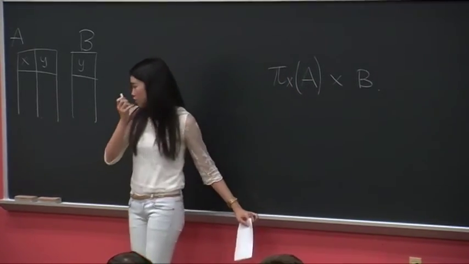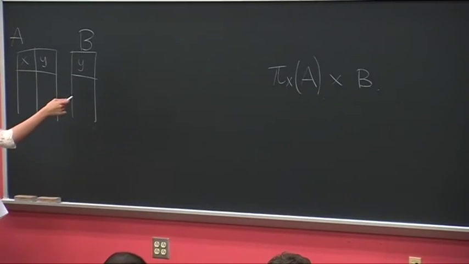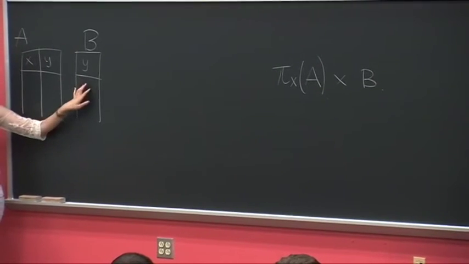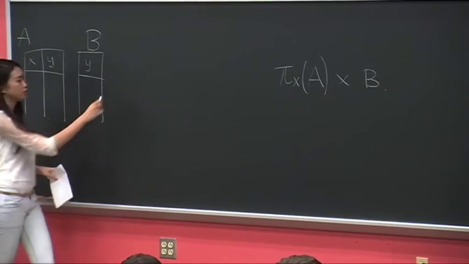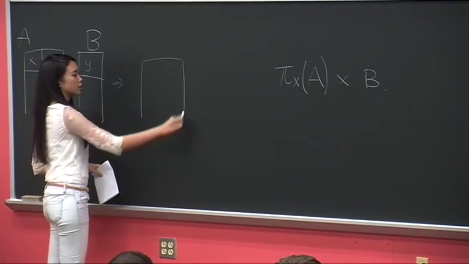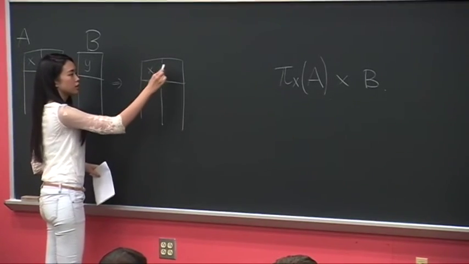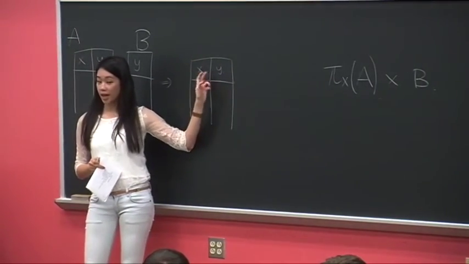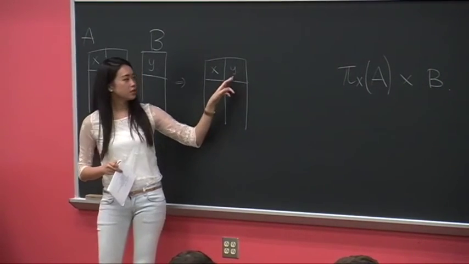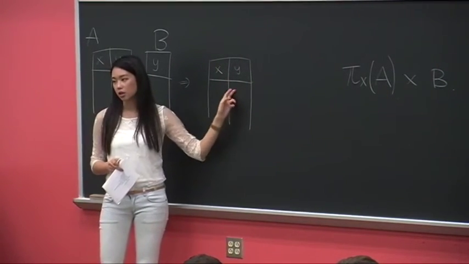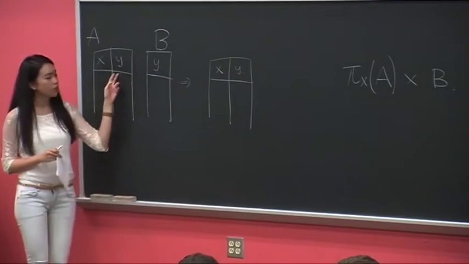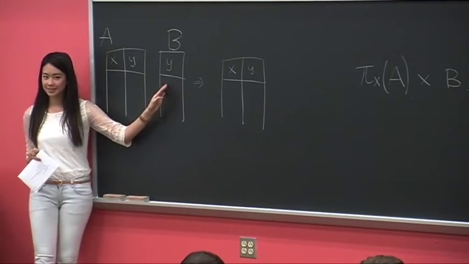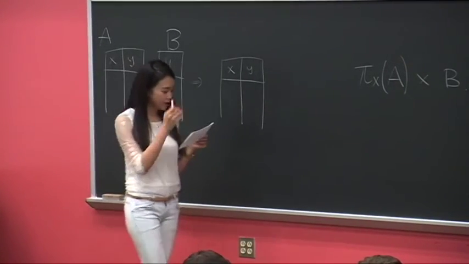Okay, we do projection on A. So what you can think of is, we do a projection on A, and that gives you only this column. Take a cross product with this one. Okay? Then the result should give you something with X and Y. Again, the schema is still X and Y, but this time X is from A, but Y is from B. So then you can make sure this Y contains all of the Y's, because it's not guaranteed that the Y's here involve all of the Y's in B. You following me? Okay. So that's the first step.